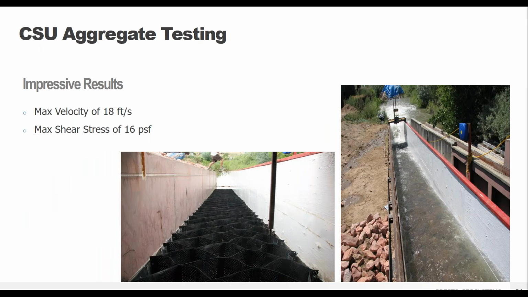So the results are actually pretty impressive with the GEOWEB system. If we remember when we were talking about the vegetated system, it allowed for velocities of around 30 feet per second, which is actually higher than what it can do with stone. With stone infill or granular infill, it can see velocities of around 18 feet per second.